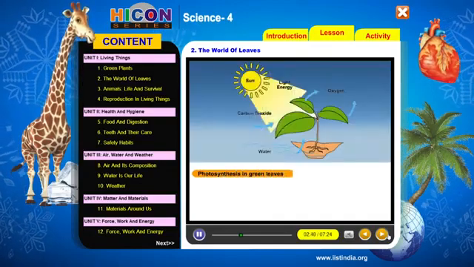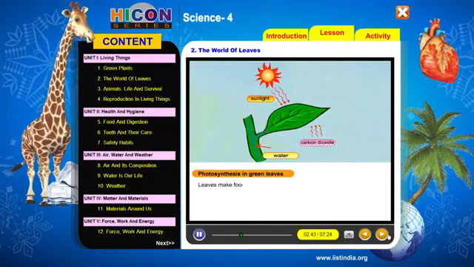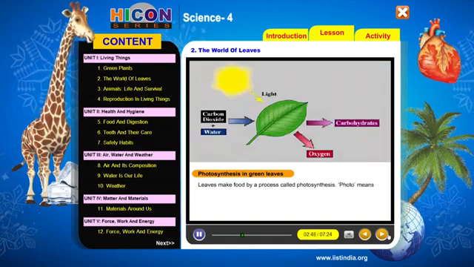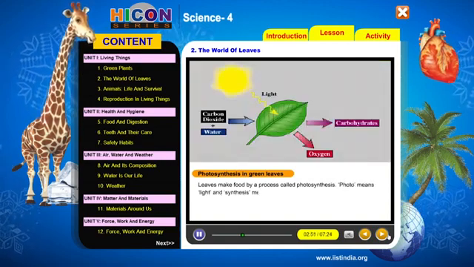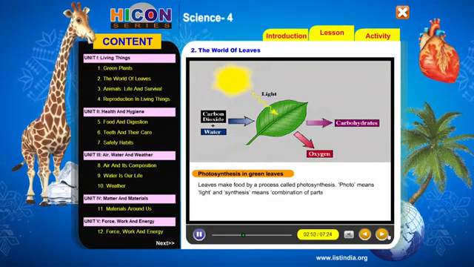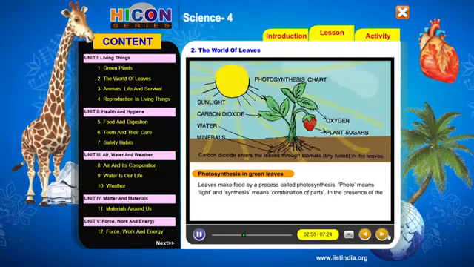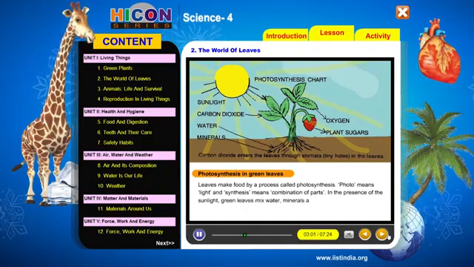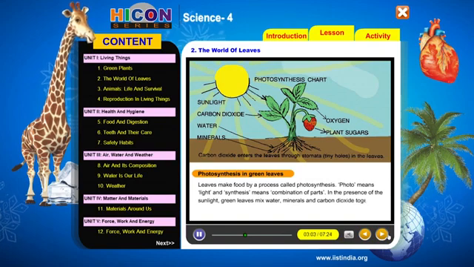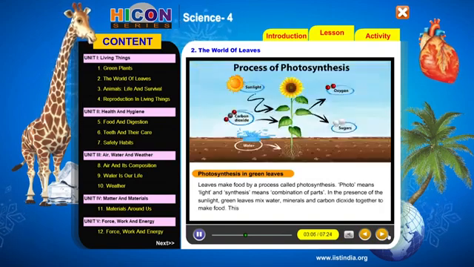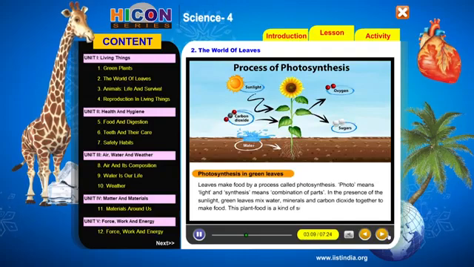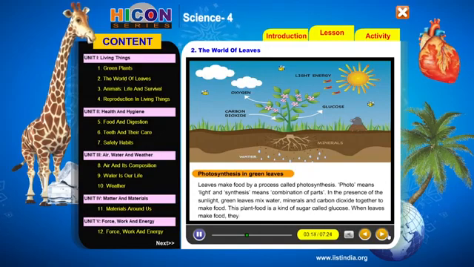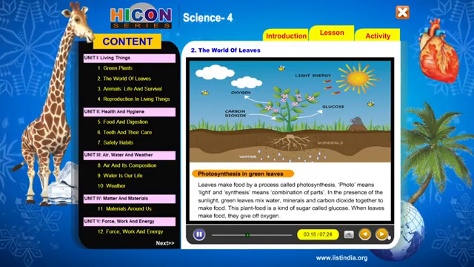Photosynthesis in green leaves. Leaves make food by a process called photosynthesis. Photo means light and synthesis means combination of parts. In the presence of sunlight, green leaves mix water, minerals and carbon dioxide together to make food. This plant food is a kind of sugar called glucose. When leaves make food, they give off oxygen.